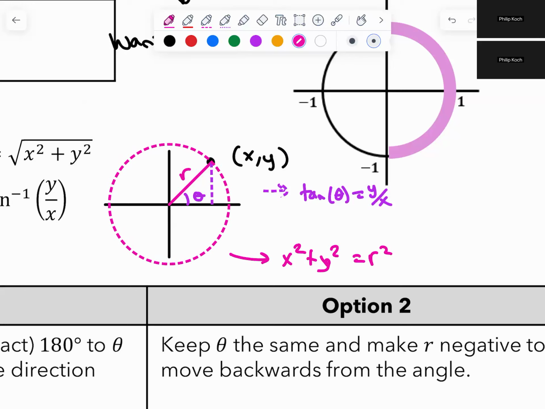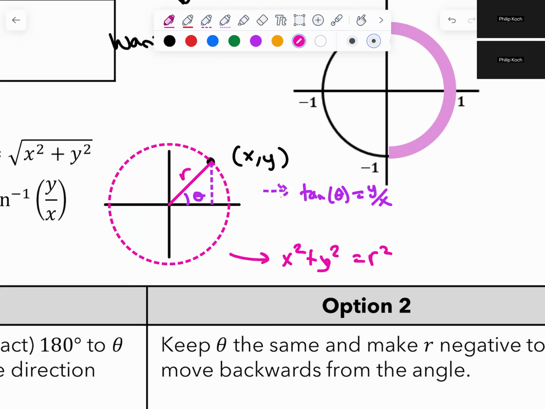The reason we're not using theta to find r is that there are too many variables involved. I suppose you could go through and say sine of theta is equal to y over r, so you could solve it in a very strange, roundabout way, but the best way is to find the r value using the unit circle approach.